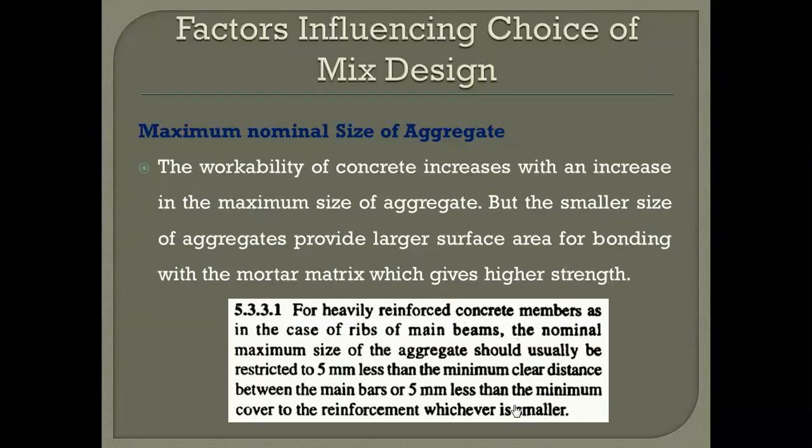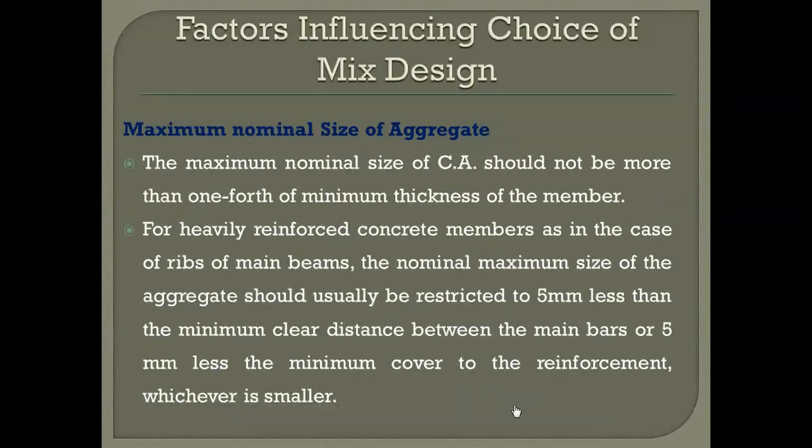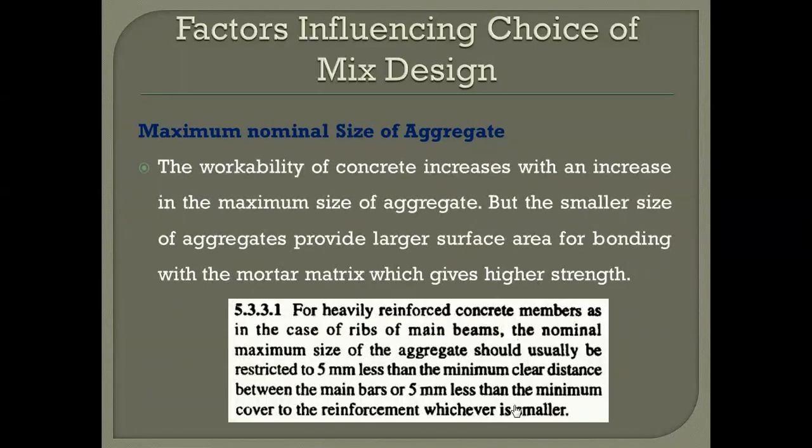For a heavily reinforced concrete member, the nominal maximum size should be 5 less than the minimum distance between the bars, or 5 less than the minimum cover to the reinforcement, whichever is smaller. Since theory says the bigger the size of aggregate, the more the concrete workability, we cannot take the bigger size. We have to satisfy this condition which I have told in the previous slides, and then we have to take the size in the concrete.